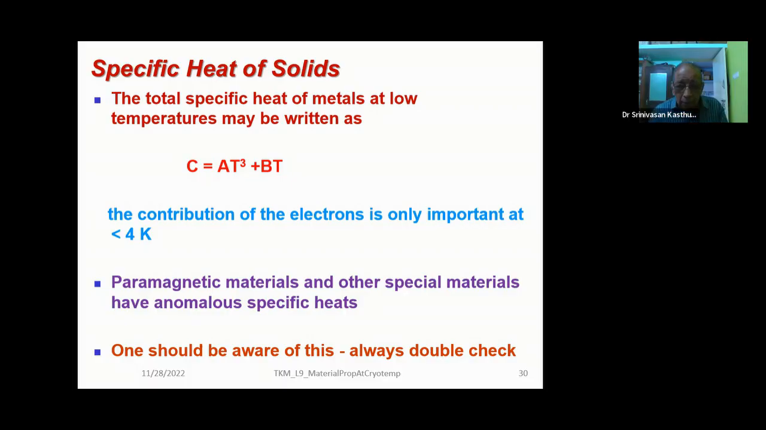Now, paramagnetic materials and other special materials have what is called anomalous specific heats. Okay, we don't have to worry about that. But in any case, if you are going to use a material for low temperature application, you should find out what sort of property it has towards the specific heat, if you are going to look for raising its temperature, etc.